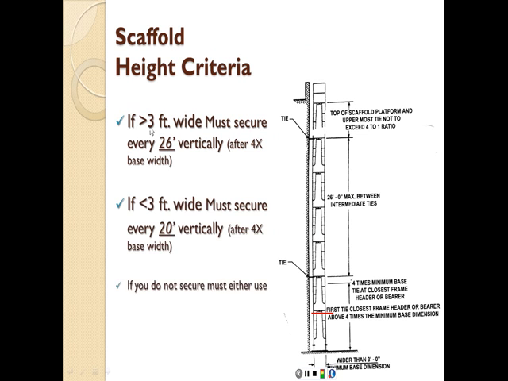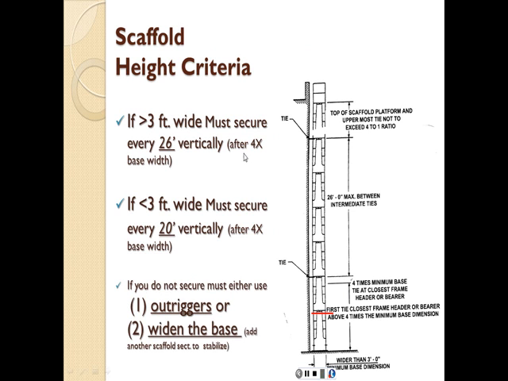If greater than 3 feet wide, it must secure every 26 feet vertically after 4 times the base width. So these are numbers to remember, and this is a graph to explain these numbers. If less than 3 feet wide, you must secure every 20 feet vertically after 4 times the base width. So the first brace, or the first tie, is going to be at 4 times the width, and then after that is going to be every 26 or every 20 feet, depending on the width of the platform itself.